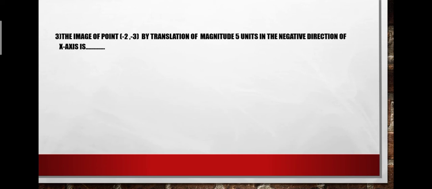Number 3, the image of point (-2, -3) by translation of magnitude 5 units in the negative direction of x-axis. It means I will add negative 5 to x-axis. The x-axis here is negative 2. So I will make negative 2 plus negative 5. What about the y? I will keep the y as it is. Negative 2 plus negative 5 means negative 7. And the y, negative 3, I will keep it as it is. The new point is (-7, -3).